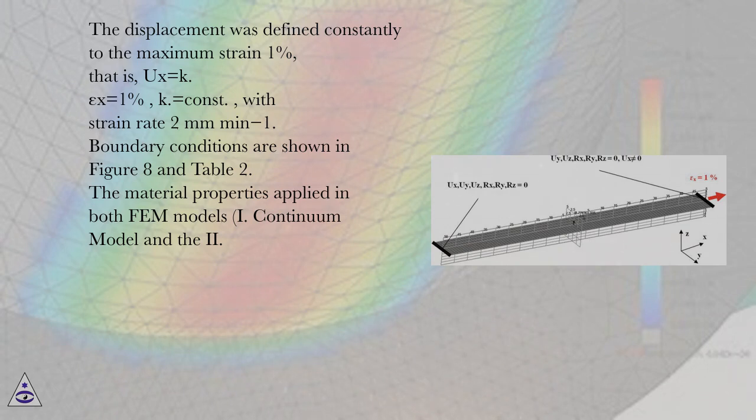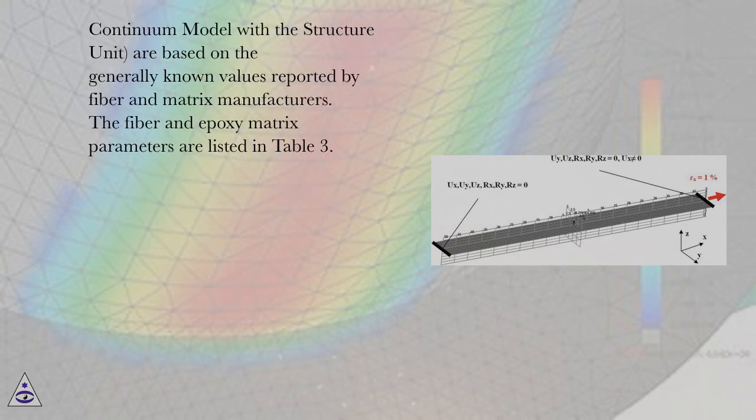The material properties applied in both FEM models, the continuum model and the second model with the structural unit, are based on the generally known values reported by fiber and matrix manufacturers. The fiber and epoxy matrix parameters are listed in Table 3.